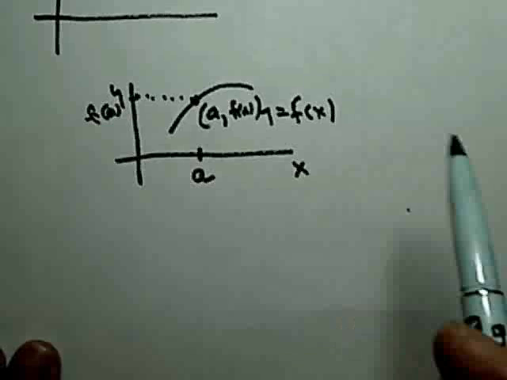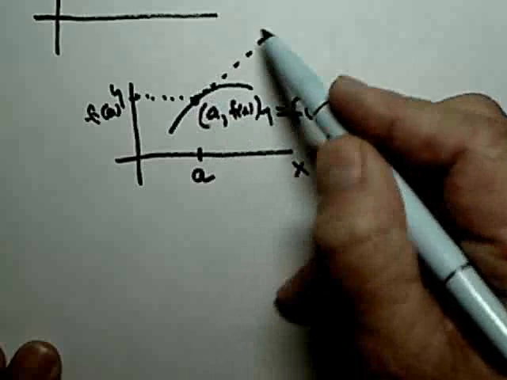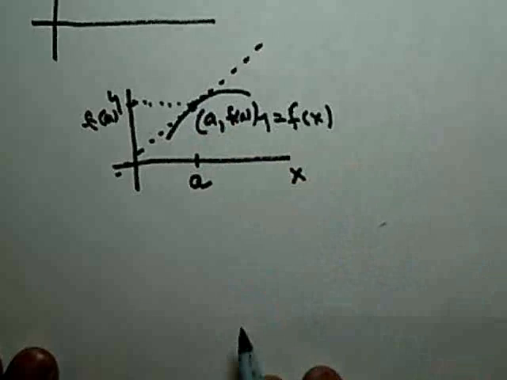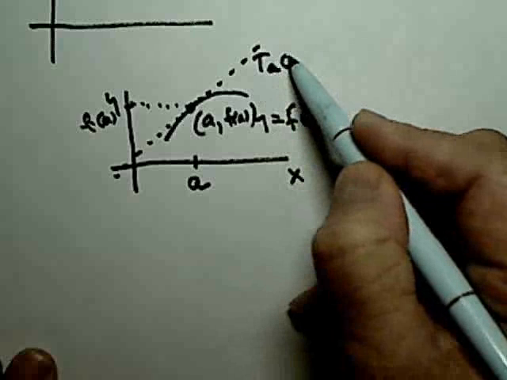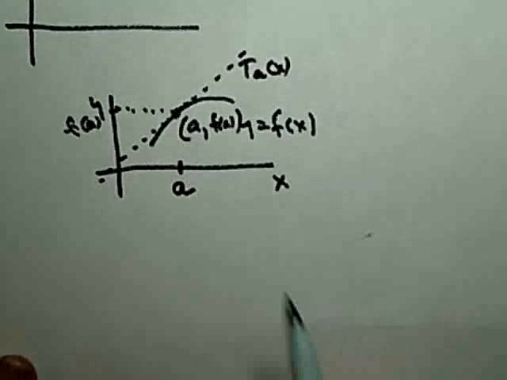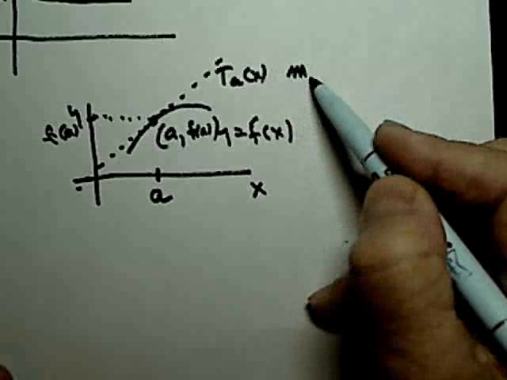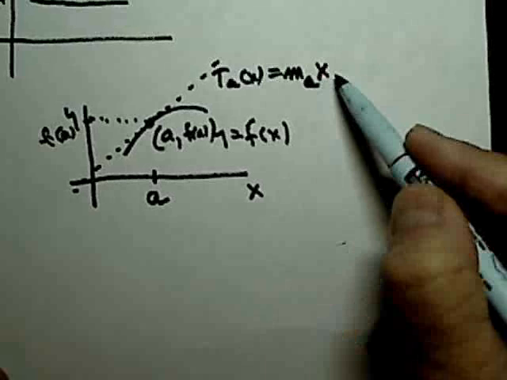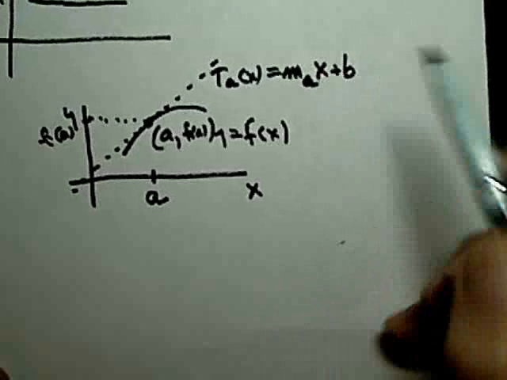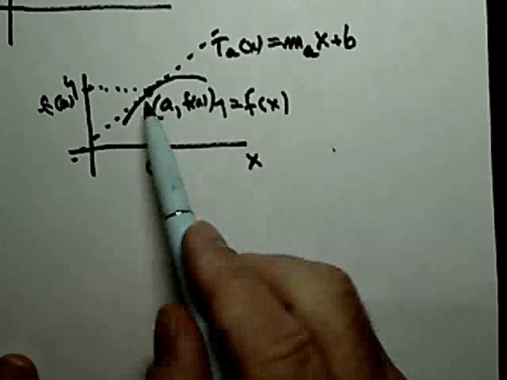Well, what our ancestors decided, and it's a very reasonable thing, is to imagine that at this point you've got a tangent line. I'll call that, what should we call that? T sub a of x. That means this is the tangent line. Well, that line has a slope. I'll call it m sub a, and it has the equation then, T sub a of x equals m sub a x plus b, where b is going to be the y-intercept that we've learned about back in pre-calculus. So this would be the reasonable definition of slope.